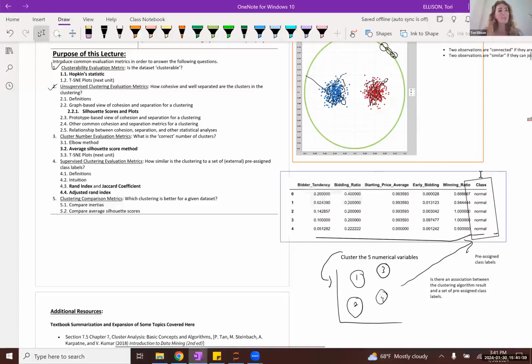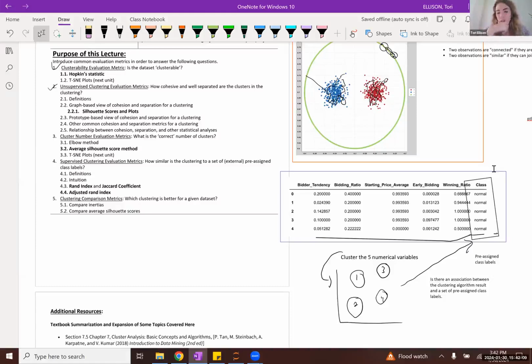And the set of class labels that we're going to be exploring is essentially whether or not this behavior known as shill bidding was engaged in that given eBay auction. So basically, a normal auction, if you will, simply implies that there was no shill bidding involved. However, if the class label says abnormal, it's highly suspected that shill bidding was happening in that auction, which is sort of on the borderline between illegal and legal.